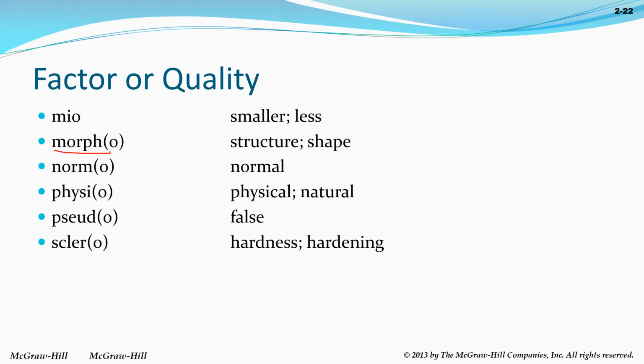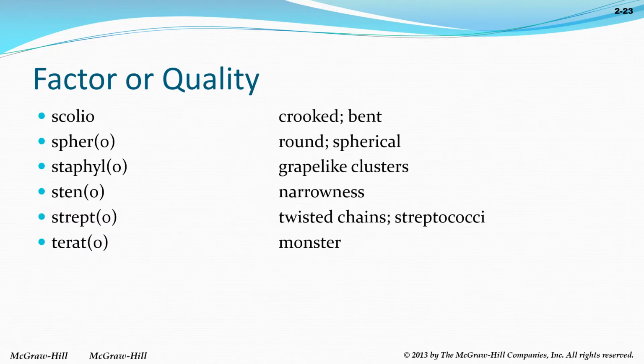Not too bad. Morph, you guys are familiar with. Pseudo. What's a pseudonym? A false name, right? So pseudo, anything's false. Pseudoephedrine. It's not ephedrine. It's kind of like it. Sclera. So that's hardening. Also describes the hard whites of the eyes, the sclera. Scoliosis, kyphosis, and lordosis. Those are spine curvatures.